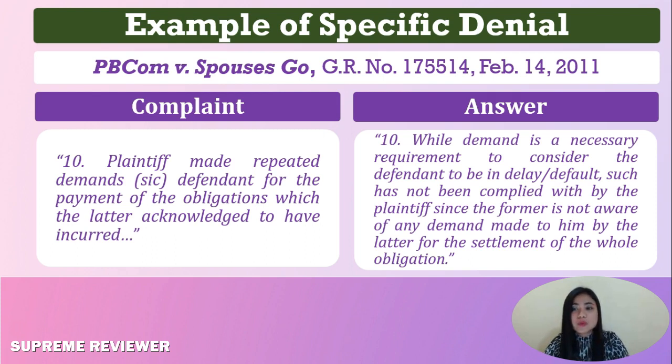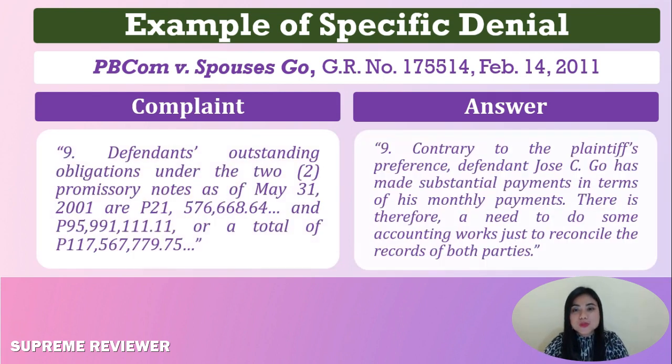They stated therein that they were not aware of any demand made by PBCom for the settlement of the whole obligation. Okay, another allegation. Finally, as to the amount of the outstanding obligation, PBCom alleged in paragraph 9 of the complaint that the outstanding balance on the couple's obligations as of May 31, 2001 was over 21 million pesos for the first loan and over 95 million pesos for the second loan, or a total of over 117 million. In response to this, in paragraph 9 of the answer, Spouses Go, without stating any specific amount, averred that substantial monthly payments had been made and there was a need to reconcile the accounting records of the parties.